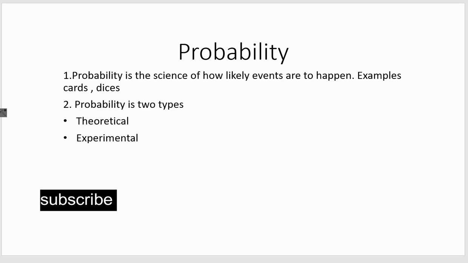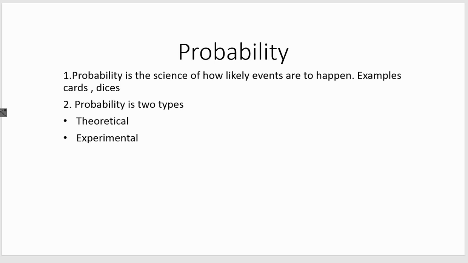If we take the example of cards, we have 52 cards. We can take one card, and the probability of getting a heart is 13 by 52, that is, 13 chances to get a heart from the 52 cards. Like this, probability can be explained as the likelihood of events to happen. Probability is of two types, theoretical and experimental.